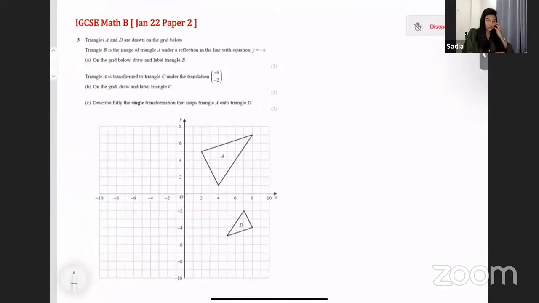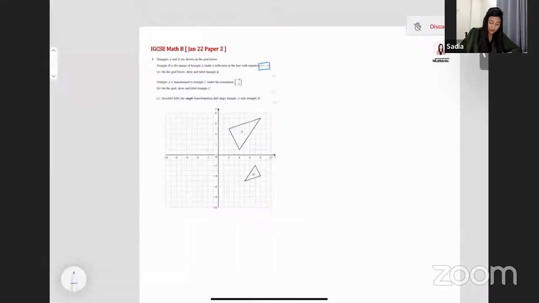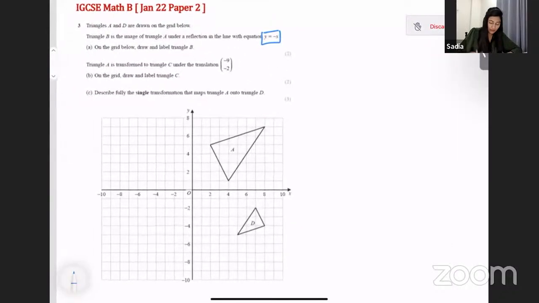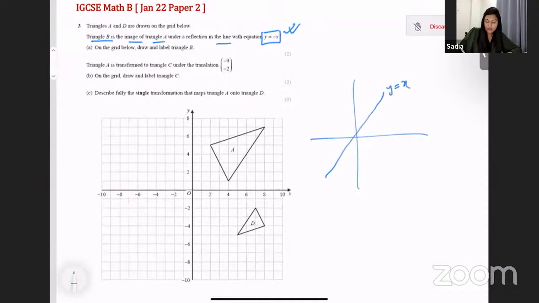In this question, we already have these 2 triangles, triangle A and B, and we need to reflect triangle A. Triangle B is the image of triangle A in the line y equals minus x. First of all, we need to draw the line y equals minus x. As we know, y equals x is just this line, which passes through the origin and goes directly through the middle, so it's like 1, 1, 2, 2, 3, 3.